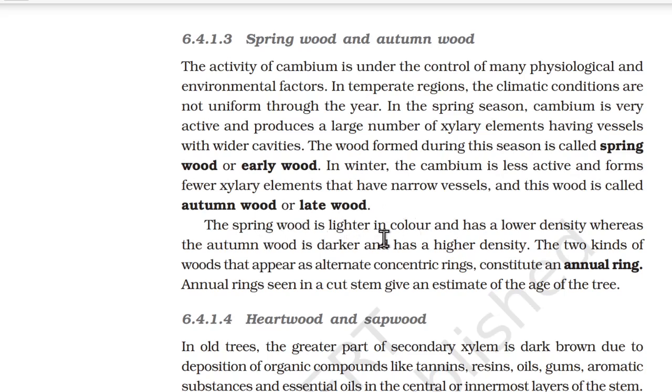The spring wood is lighter in color and has a lower density, whereas autumn wood is dark and has a higher density. The two kinds of wood that appear as alternate concentric rings constitute an annual ring. Annual rings seen in a cut stem give an estimate of the age of the tree.